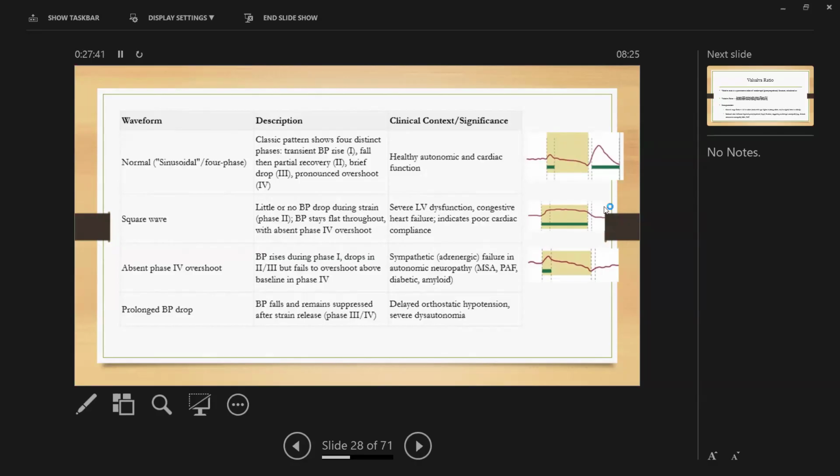Absent fourth phase, that is absent overshoot, indicates sympathetic adrenergic failure, autonomic neuropathy. It is mainly seen in neurological disorders like multiple system atrophy and pure autonomic failure, or it can also be other autonomic dysfunction like in diabetes and amyloid. Suppose there is a prolonged BP drop that remains even in phase 3 and phase 4, it indicates the same thing, like severe dysautonomia and delayed orthostatic hypotension.